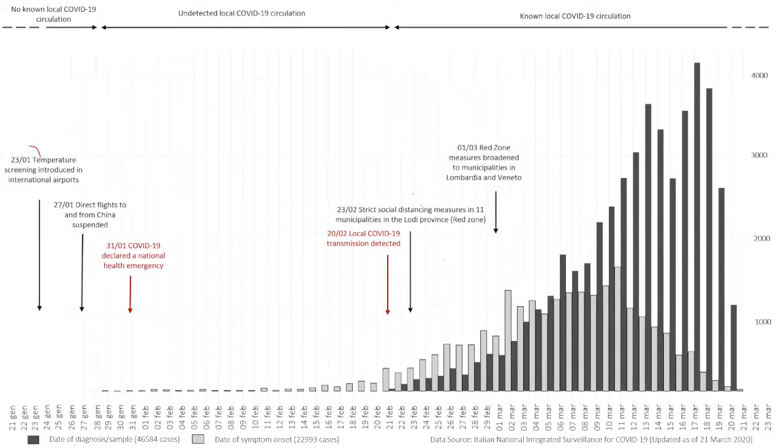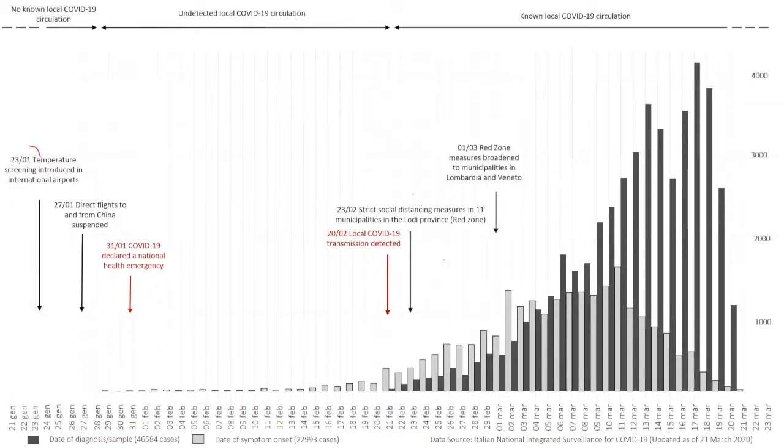Then, since the curve continued, the central government decided to enlarge this measure to a larger area. So two regions were involved, Lombardy and Veneto, which underwent a sort of red zone. It was not exactly the previous red zone.